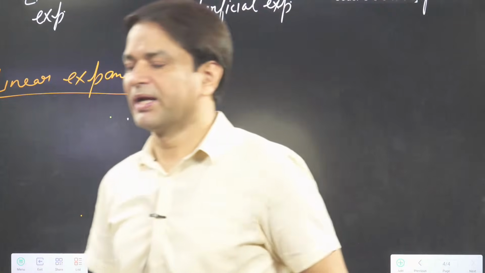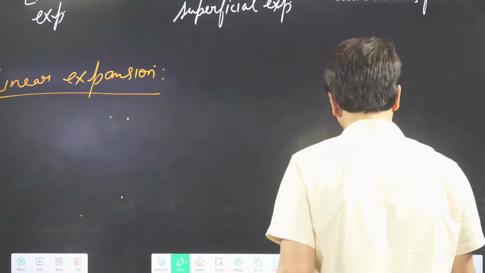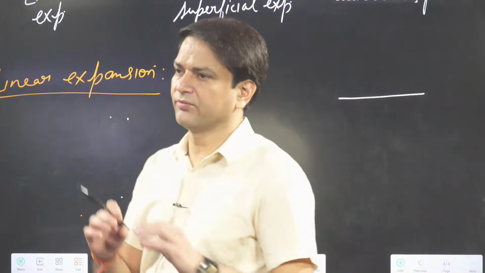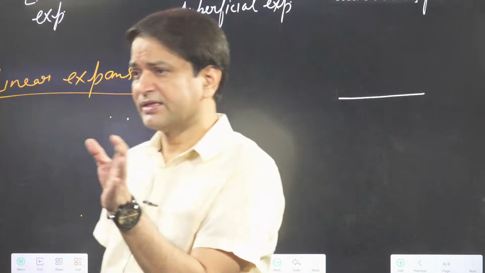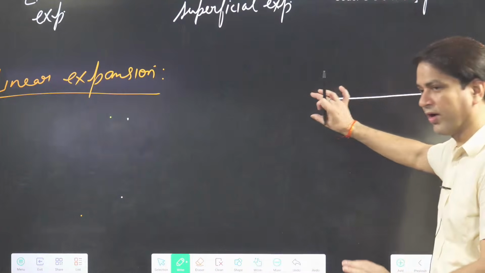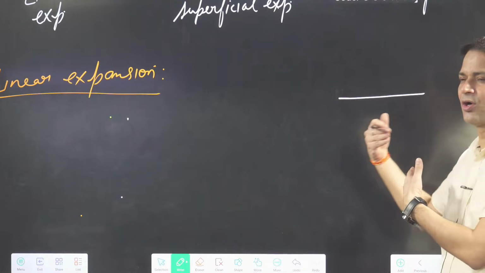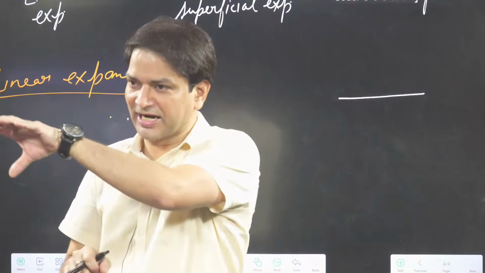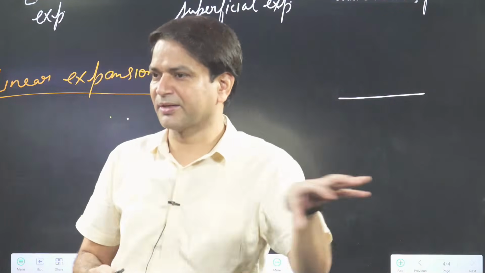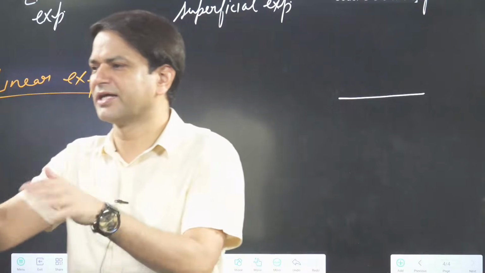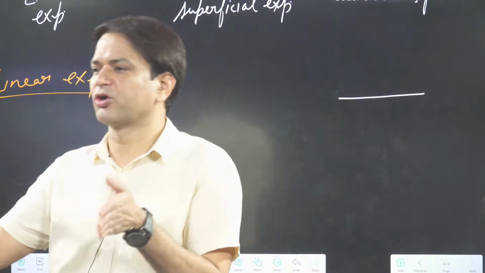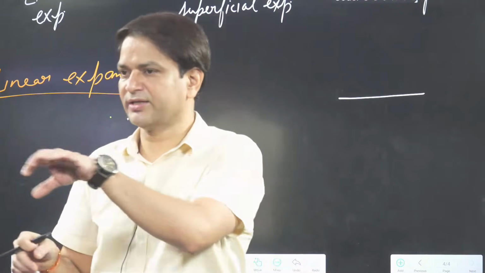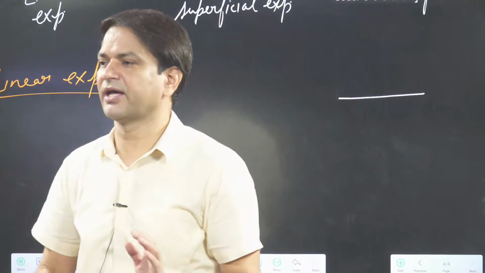A small example I am taking, suppose I want to define linear expansion. I am taking one wire or rod. Suppose in one line of this wire or rod, 100 atoms are arranged in a line. One example I am taking: a rod of any length, in which 100 atoms are arranged in a line, then the next line has 100 atoms. Like this, they are arranged.